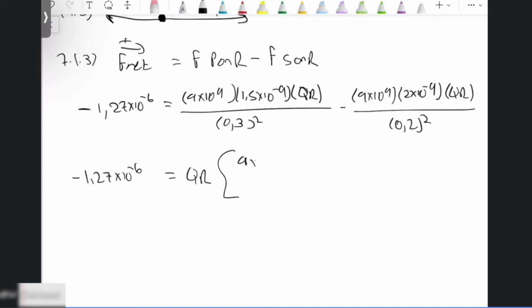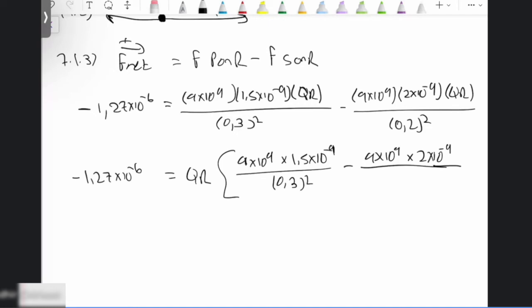Just QR is equal to 9 times 10 to the 9 times 1.5 times 10 to the minus 9, all over 0.3 squared, minus 9 times 10 to the power of 9 times 2 times 10 to the power of negative 9, all over 0.2 squared. And then you get QR from there. So basically, you just take this whole thing, you get this answer, and then you divide it on that side. Not times 10 to the 9.